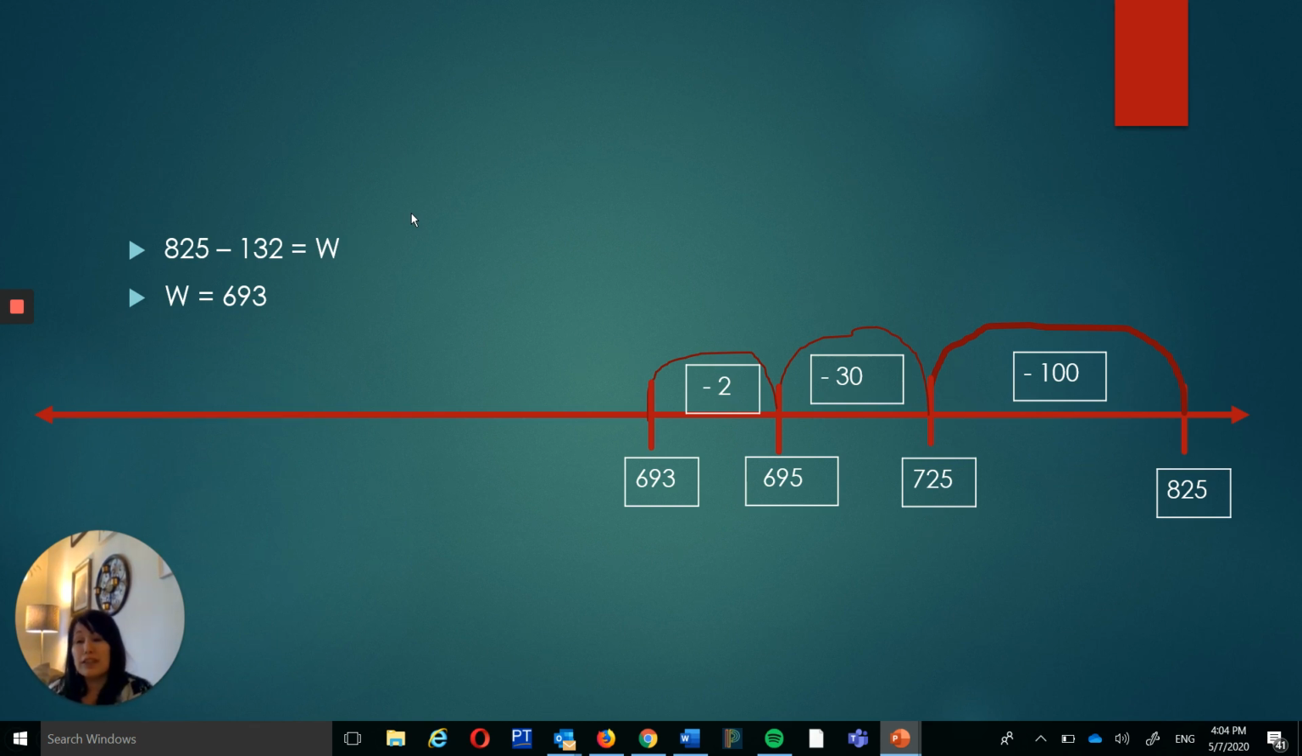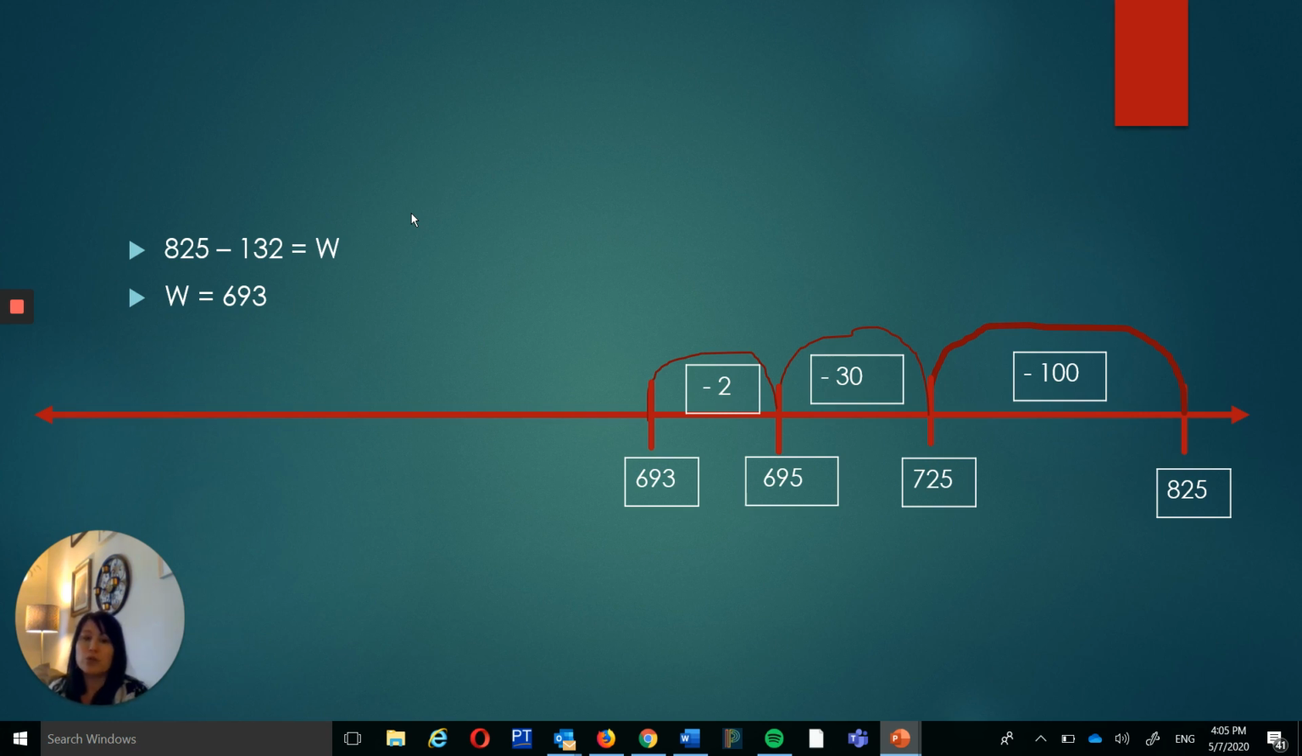Now, I could also set this problem up as 825 minus W equals 132, and that would more closely have matched the story problem. But because I'm starting with the whole, it doesn't matter if I take 132 to get W or take W to get 132. If I add 132 and W, I'll get 825 for the two parts. So I decided just to subtract 132 from 825.